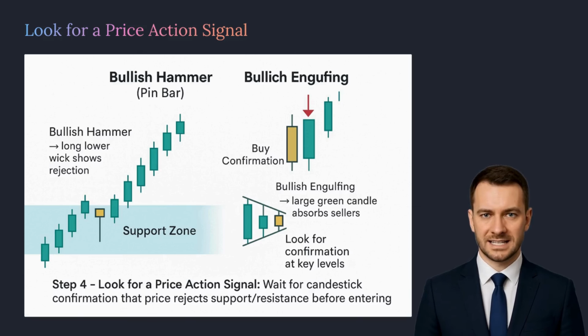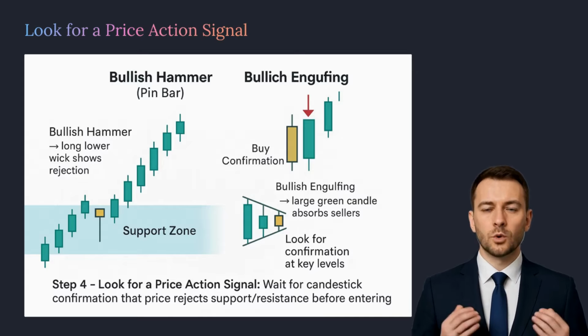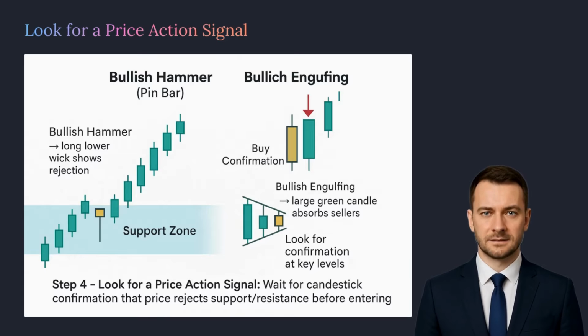For a short trade in a downtrend at resistance, look for the opposite: a bearish engulfing, a shooting star, long upper wick, a bearish harami, or a strong bearish breakout candle. The key is that price action shows rejection of the level and a resumption of the trend. If the pullback keeps slicing through support or resistance without any hesitation, do not jump in. There's no signal the trend is resuming yet.